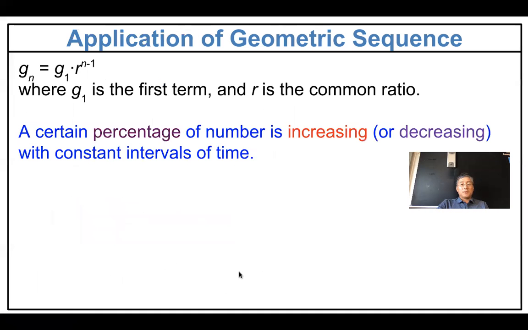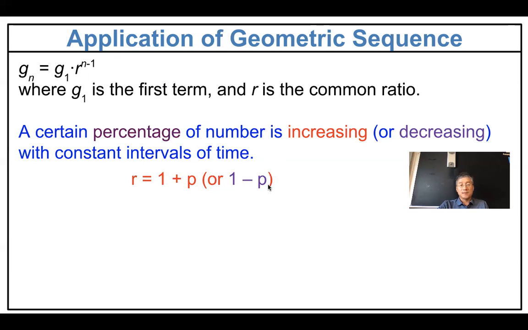Now we are going to focus on a certain percentage of a number increasing or decreasing over constant intervals of time. How do you get there? The common ratio r is 1 plus the percentage for the increasing part. If it is decreasing, what do you do? 1 minus the percentage. That will be the common ratio.